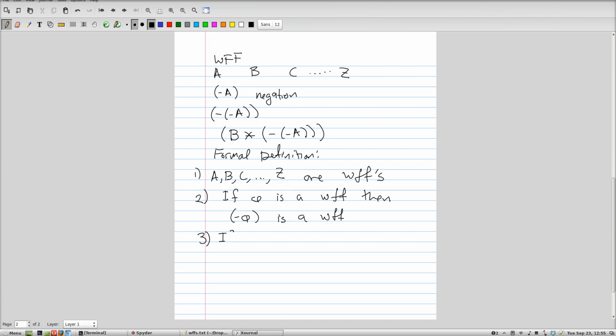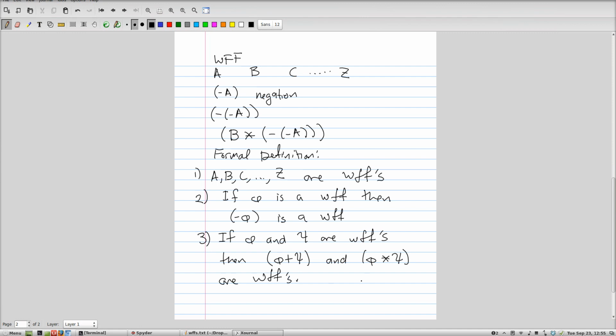And I have another rule. It's the rule corresponding to plus and times. If phi and psi are well-formed formulas, then phi or psi in parentheses and phi and psi in parentheses are well-formed formulas.